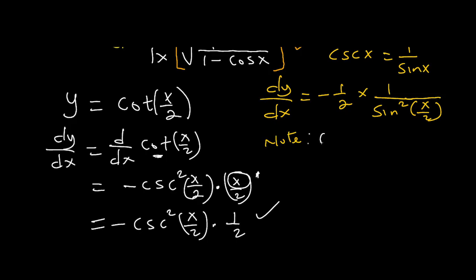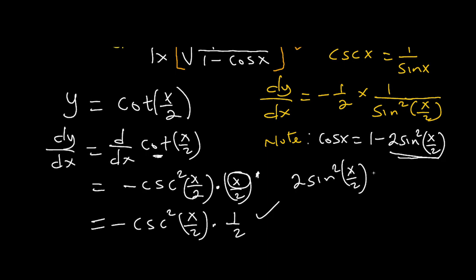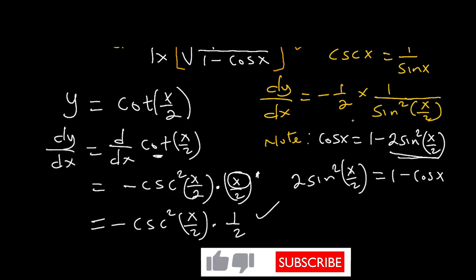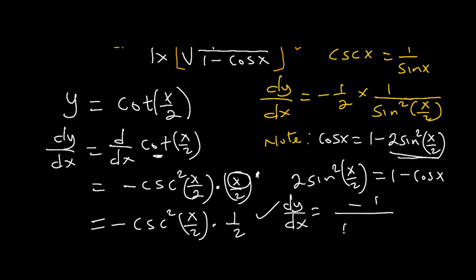And note cos x is the same as 1 minus 2 sin squared (x over 2). So we're going to make this one the subject. That will give us 2 sin squared (x over 2) is equal to 1 minus cos x. And don't forget what we have in the denominator is 2 sin squared (x over 2), and that will give us the final conclusion, which will be equal to minus 1 over (1 minus cos x). And that's that on that question.